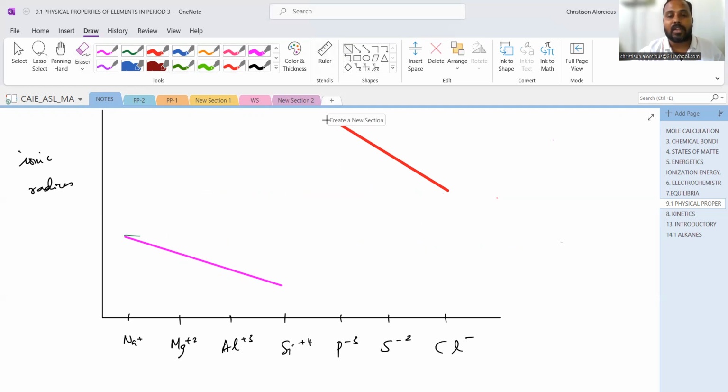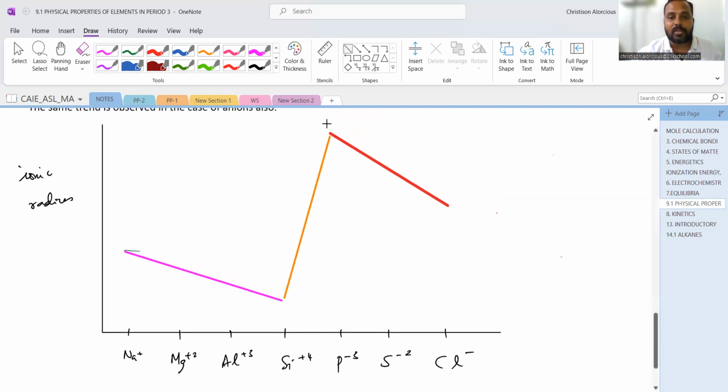And if you want, you can actually show this. And there it is, the trend in ionic radius across the period.